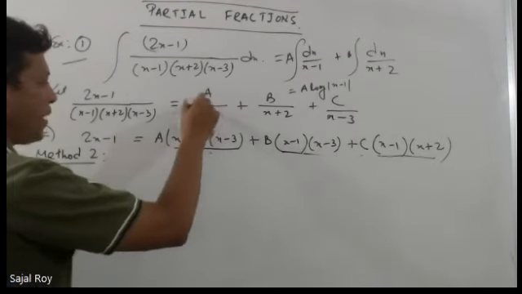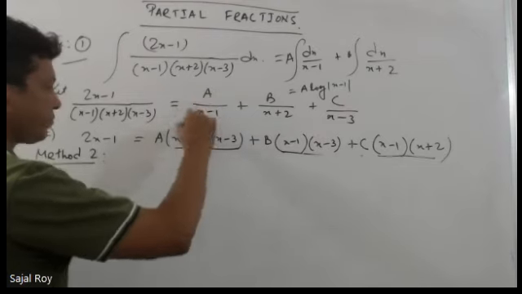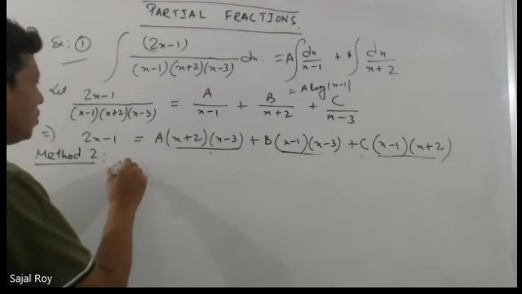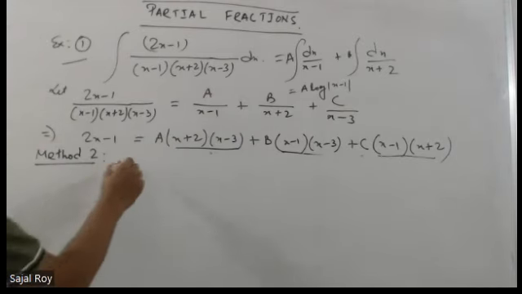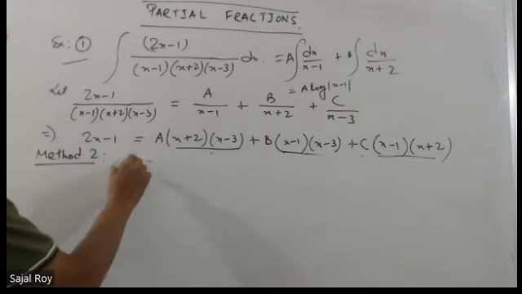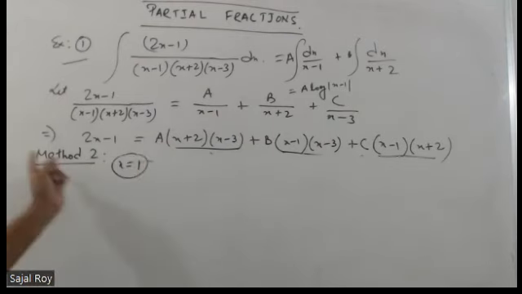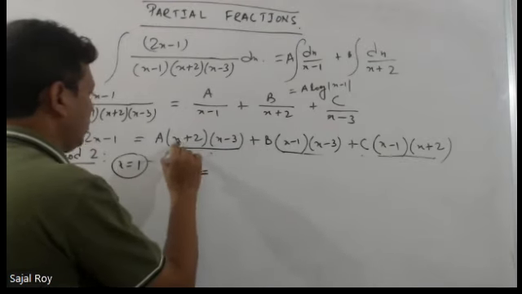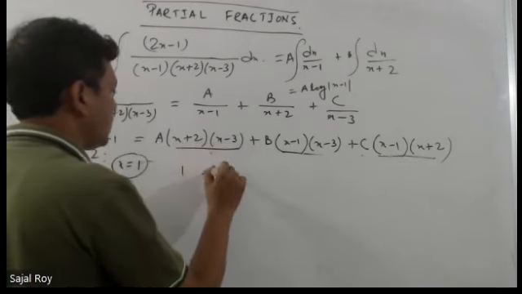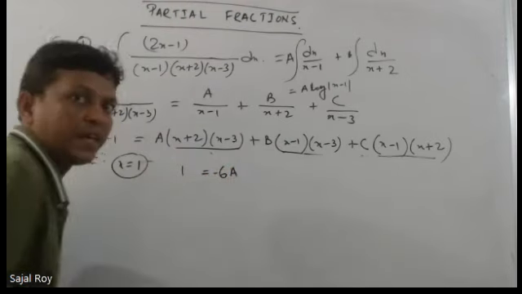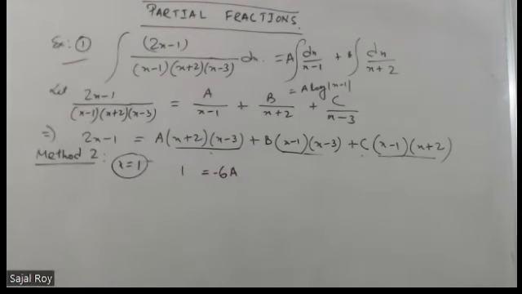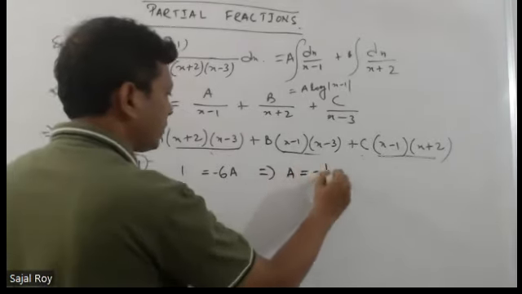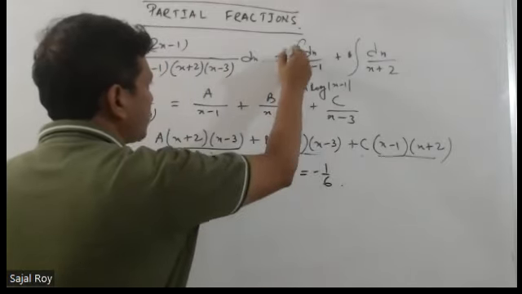You have x minus 1, right? So first I will substitute x equal to 1, on both the sides. You have 2 minus 1, which is 1. This is your 3 minus 2, which gives 6a, right? Minus 6a. Is it minus 6a? Yes. So what is the value of a? Look at that. You are getting a equal to minus 1 by 6.